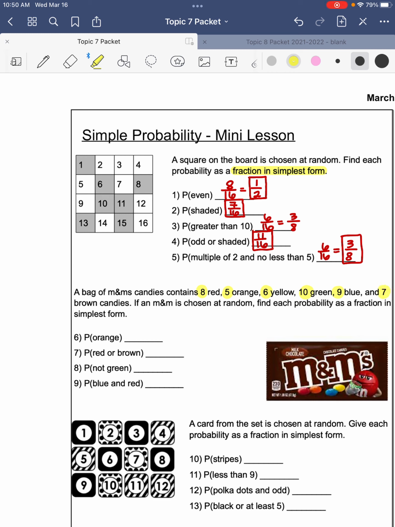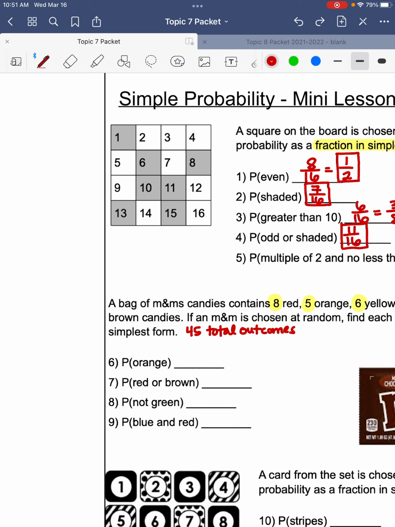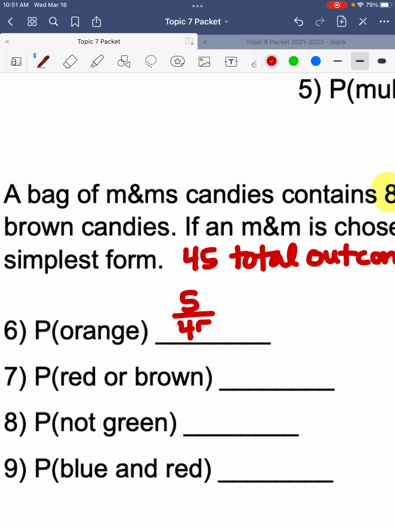So when I put that into my calculator, I get 45. There are 45 total outcomes. That means that 45 will be my denominator, okay? So the probability of choosing orange, well, it tells me right here that there are 5 orange. So 5 is my numerator, so 5 over 45. Does that reduce? Well, 5 goes into both of those. 5 divided by 5 is 1, and 45 divided by 5 is 9. So 1/9 is my answer.